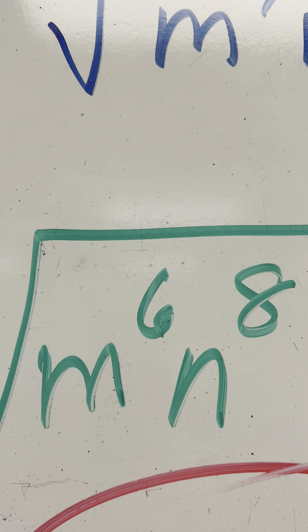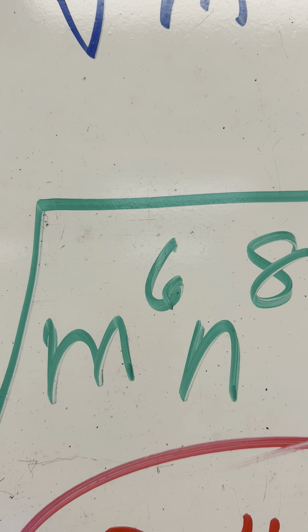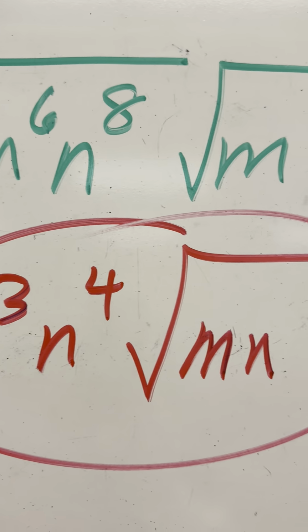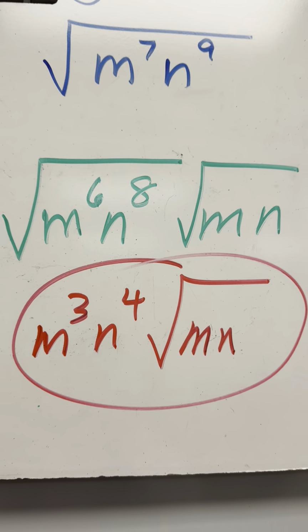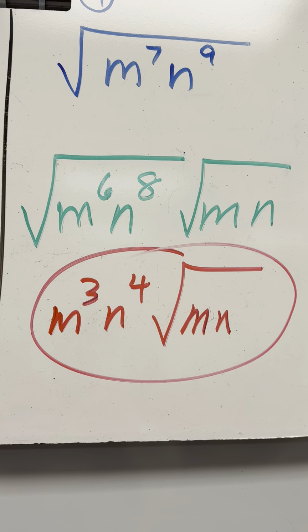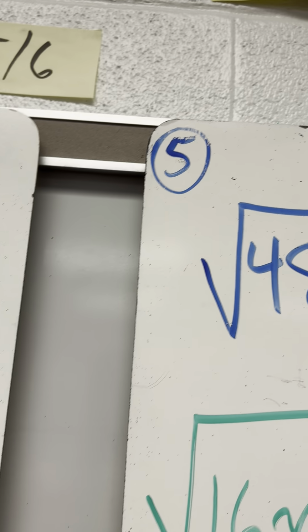Okay. Now I can say, what's the square root of m to the 6th, n to the 8th? Well, that's m to the 3rd, n to the 4th, and I've got square root of mn, and that's called simplified. Okay. Now you add in the numbers.